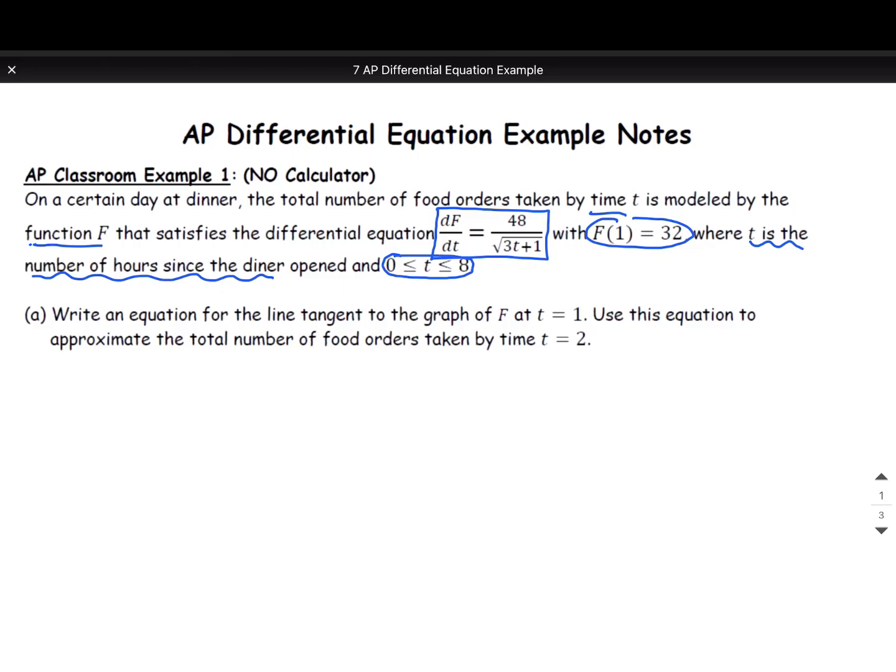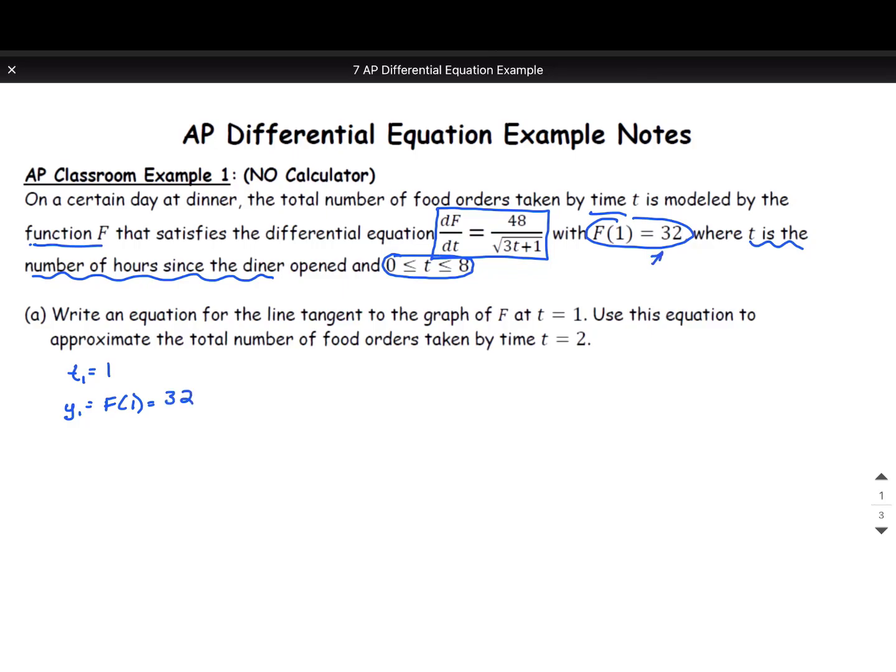Now the first question they're going to ask us is to write an equation for the line tangent to the graph of f at t equals 1. Then we're going to use this equation to approximate the total number of food orders taken by time t equals 2. So first we start with the tangent line. They want this at time 1. Now to find the matching y value, we need f of 1, which was given to us up here.